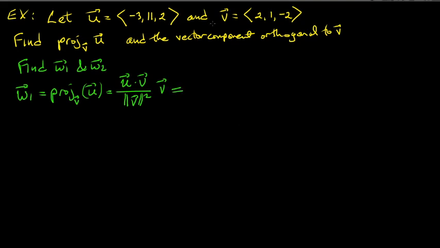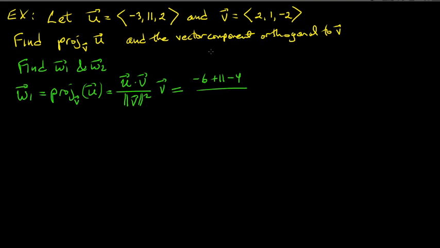So with that said, we're given the formula, now we just have to apply it, right? So u dot v, of course, is going to be, let's see, negative 3 times 2 is negative 6, 11 times 1 is 11, and then 2 times negative 2 is negative 4.